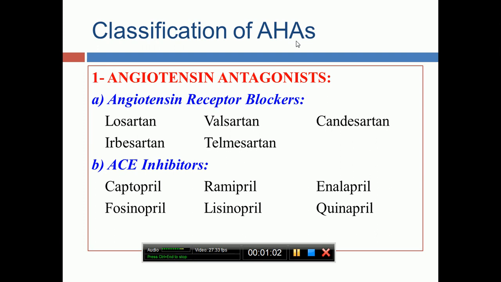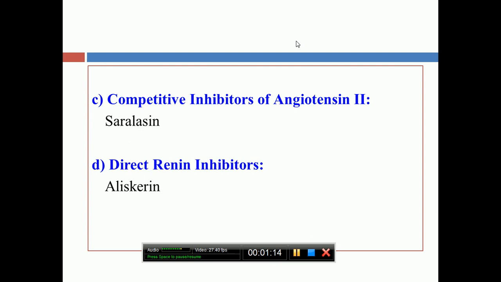Then there are ACE inhibitors. These are called prils: captopril, ramipril, enalapril, quinapril, benazepril, lisinopril, and fosinopril. Then there are competitive inhibitors of angiotensin 2.